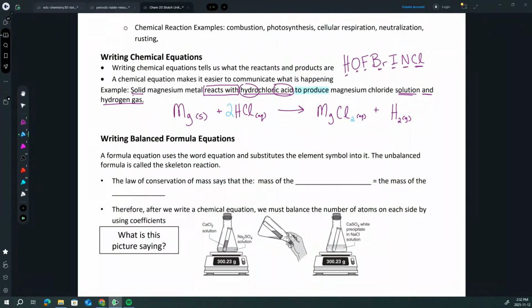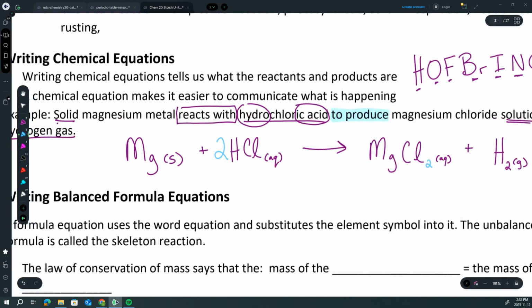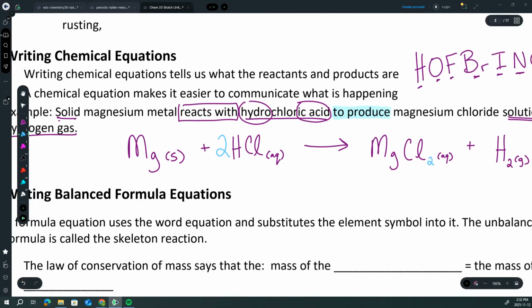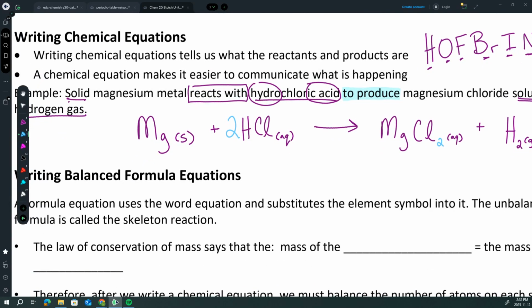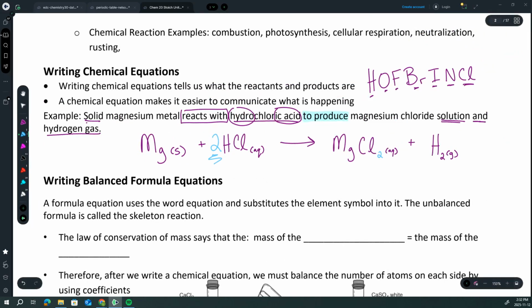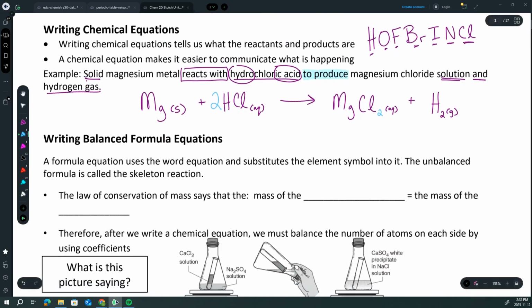So now that we've done that as an example, let's move on to the next section, writing balanced formula equations. A formula equation uses the word equation and substitutes the elemental symbols into it. The unbalanced formula is called the skeleton equation. Before I put in this coefficient of 2, we had the skeleton equation, but now that we have everything balanced with the coefficient, this is a totally balanced equation.